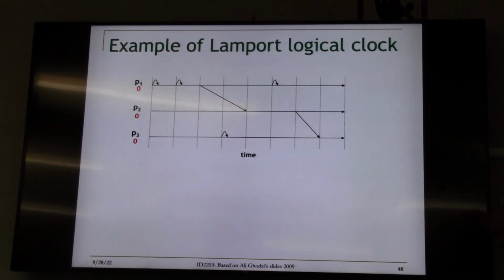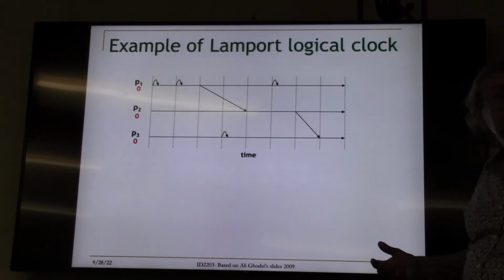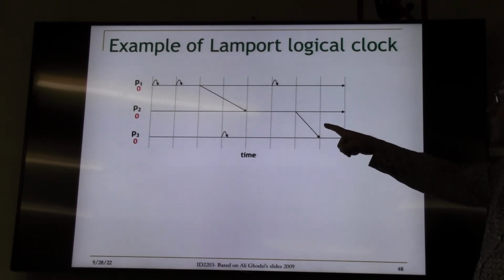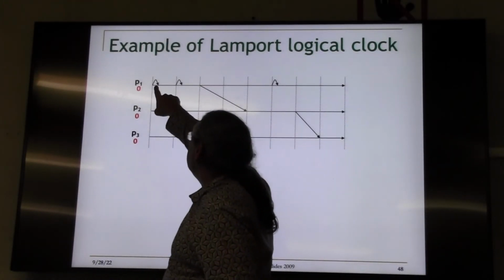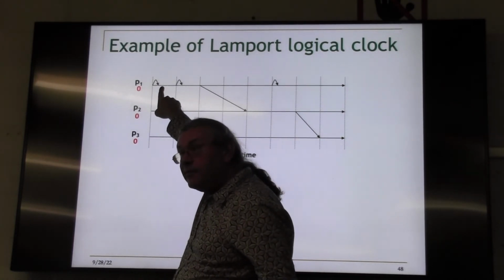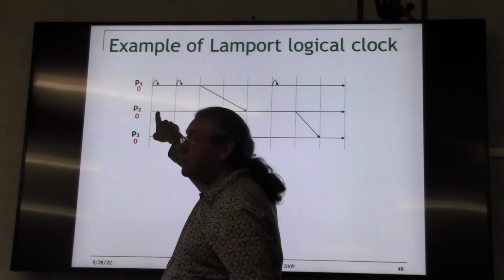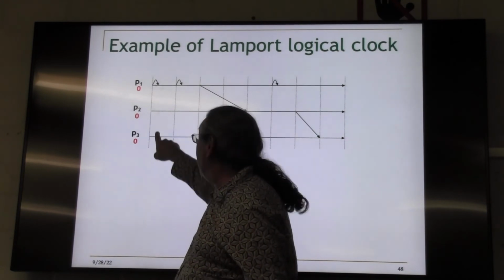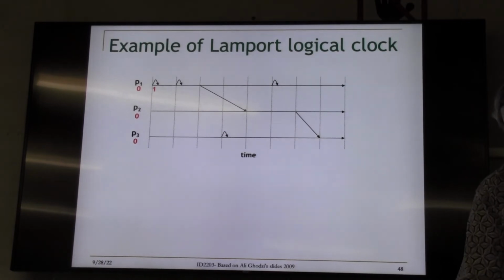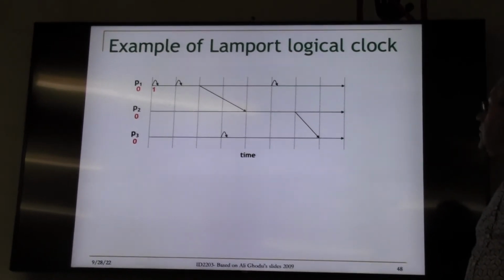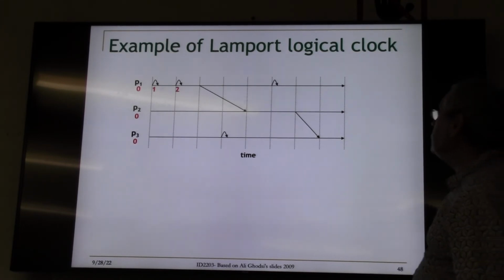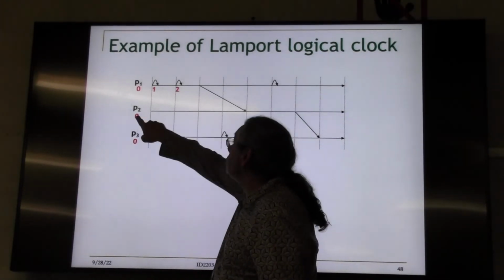I'm calculating the Lamport clock. Here, I do one step. So right after this event, what is the value of the clock here? 1. And what is the value here? 0. Stays 0. So it's 1, 0, 0. So that one turns into 1. And the next one, of course, will also make it 2. These are still 0.